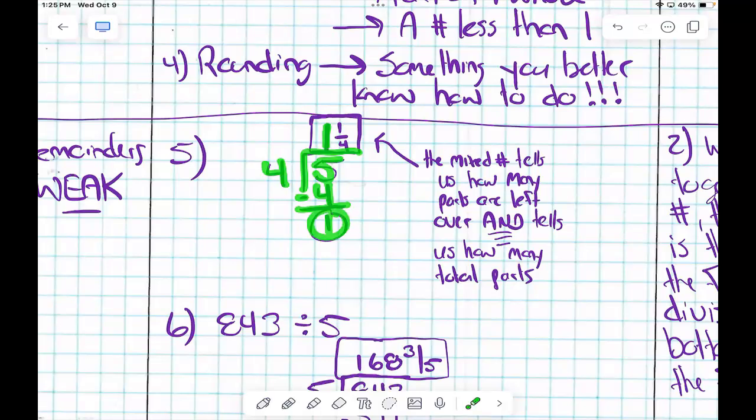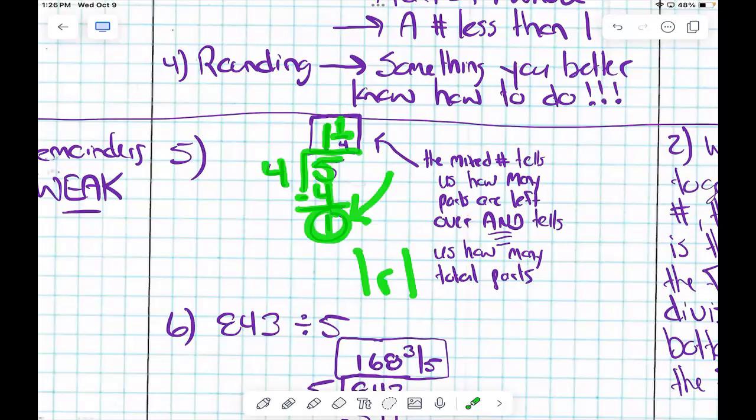Normally we would say, okay, answer is 1, remainder 1, right? Yes. But we are not doing that anymore. We're doing mixed numbers, yes? Yes. I'm up here. So what's my remainder again? 1. 1, but now since we're doing mixed numbers, the remainder becomes the top number of your fraction.